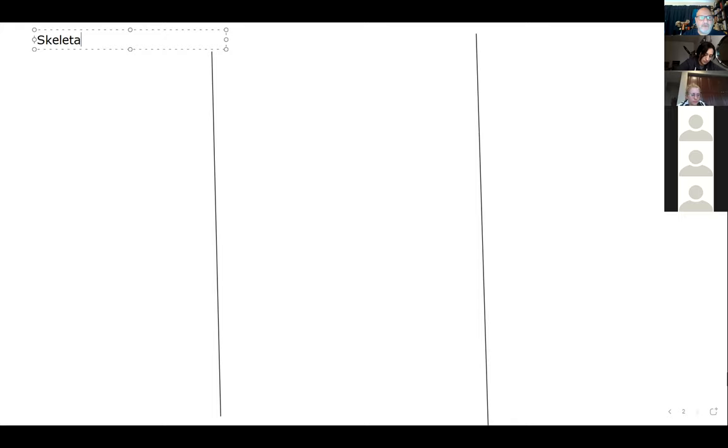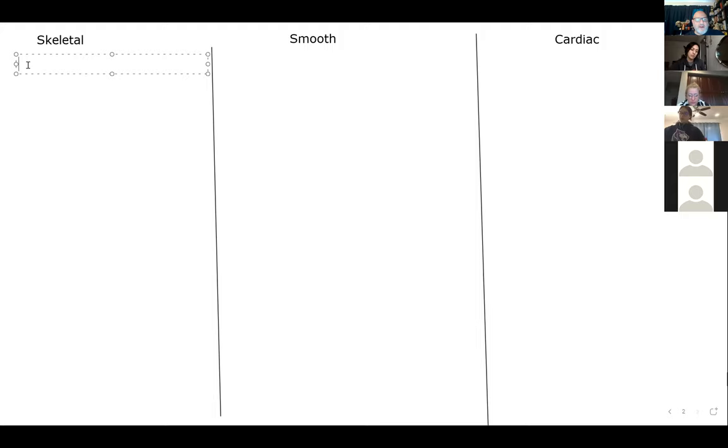What were the three types again? Smooth, skeletal, and cardiac. Excellent. Skeletal, smooth, cardiac. Oops, missed the name. Excellent. So for each of these, let's think of some of the characteristics that we know about them. For instance, where is the location in your body where you would find skeletal muscle?